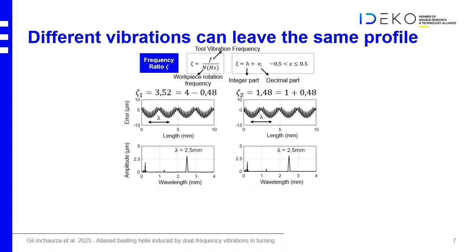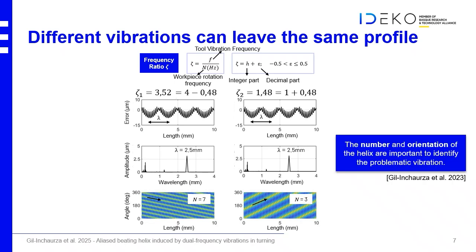of this axial profile. What is modified by the sign of epsilon and by the integral part of the frequency ratio is the number of helixes that we get, related to the integral part, and the direction of those helixes that are linked to the sign of the decimal part. So to make a proper diagnostic, it's important not only to look at the external profiles, but to look at the number and orientation of the helixes that are present in the surface.